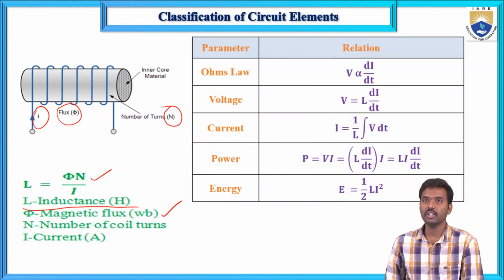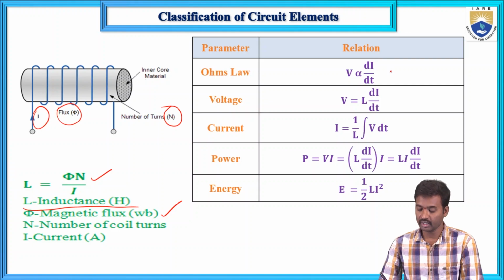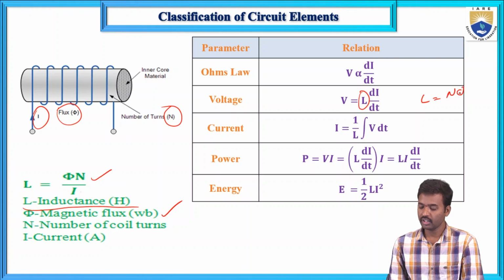Same thing here, the parameters and relation, Ohm's law for inductors: V is directly proportional to di by dt, the rate of change of current. Here L is a proportionality constant, L equals N into phi by I. This is the formula.